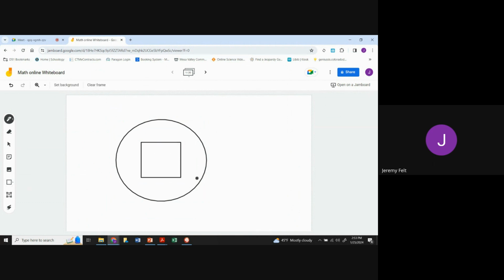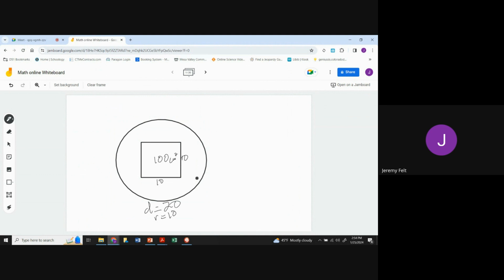Okay, so the diameter we're told is 20. So radius is 10 because it's half of 20. Then this is a 10 by 10. So let's look at the square. Side squared or side times side. 10 times 10 is 100 square centimeters. Okay, that's the smaller region.